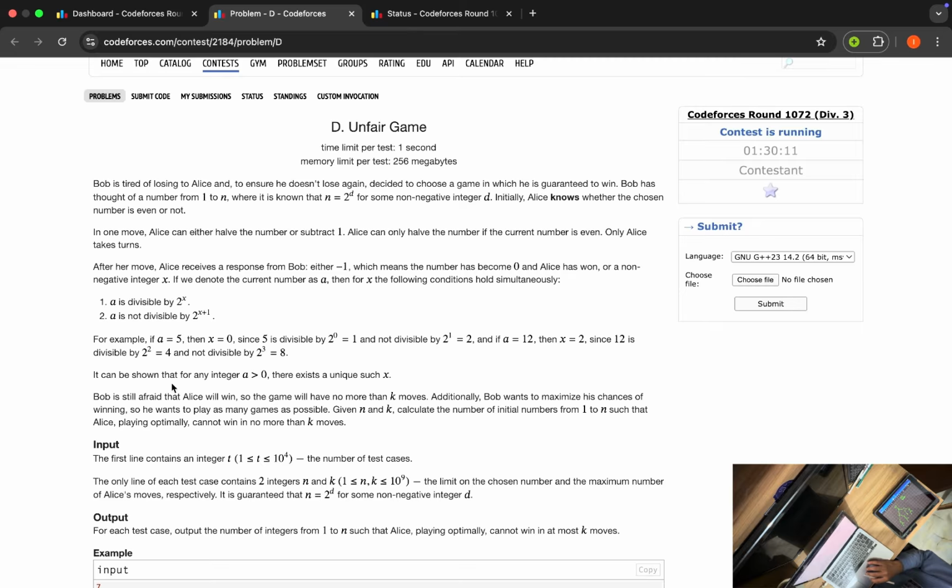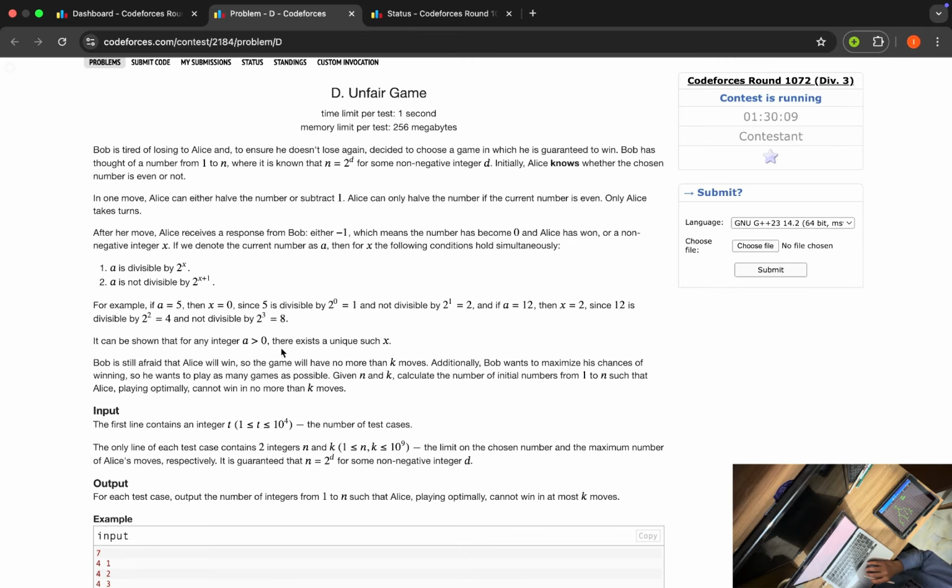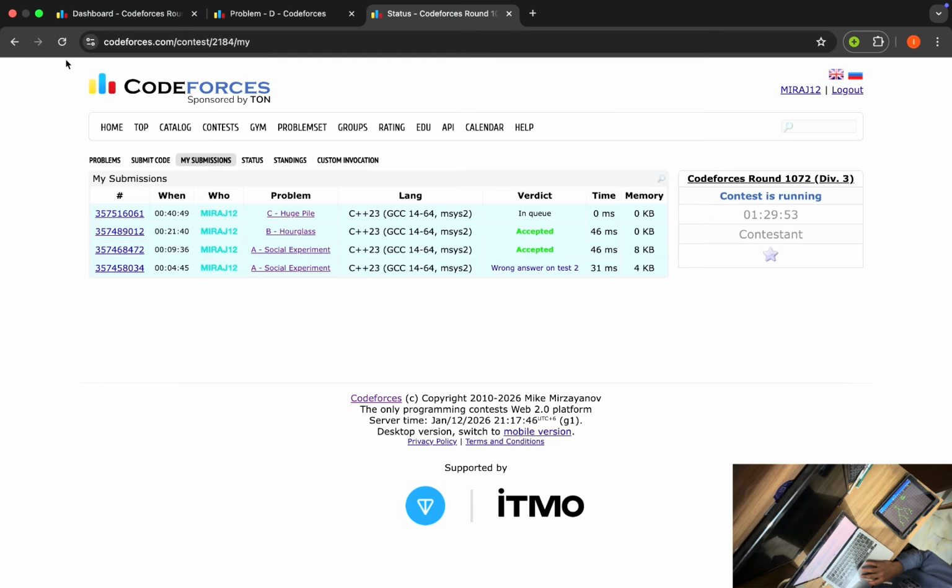It can be shown that for an integer a greater than 0 there exists a unique such x. Bob is still afraid that Alice will win, so the game will have no more than k moves. Additionally, Bob wants to maximize his chance of winning, so... I'm getting confused.